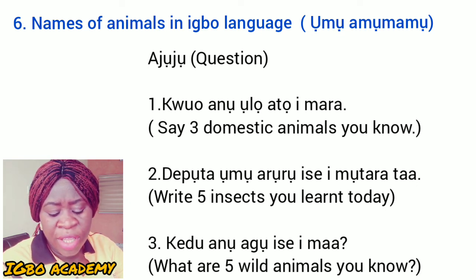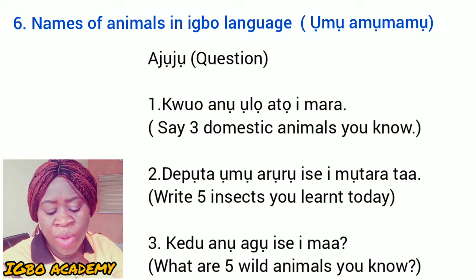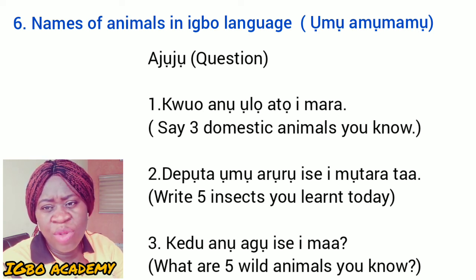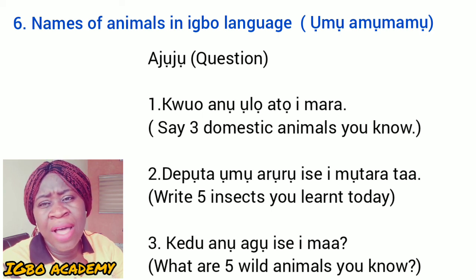Then number 3, deputa anụ agụ ise ịmụtara taa. Ọ gịnị bụ anụ agụ ise ịmụtara taa? Ọ kedu anụ agụ ise ịmụtara na nkụzi taa? So what are the 5 wild animals that you learned today?